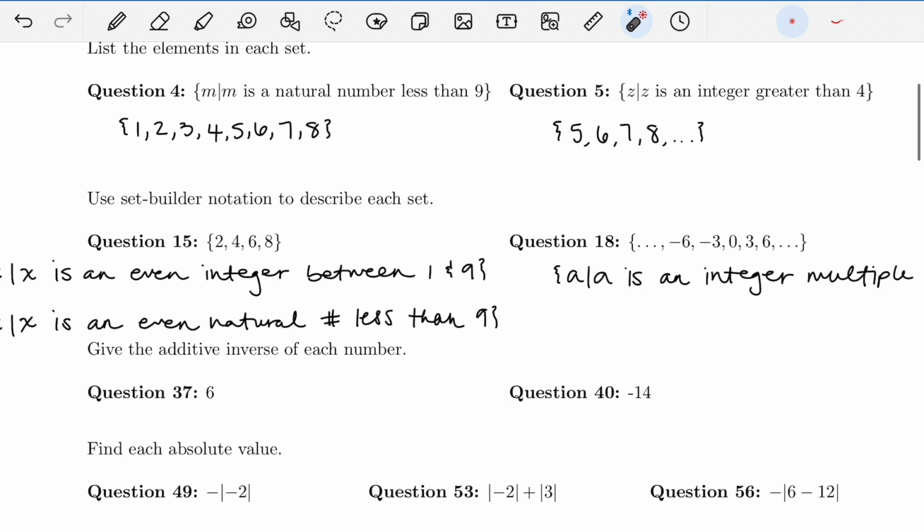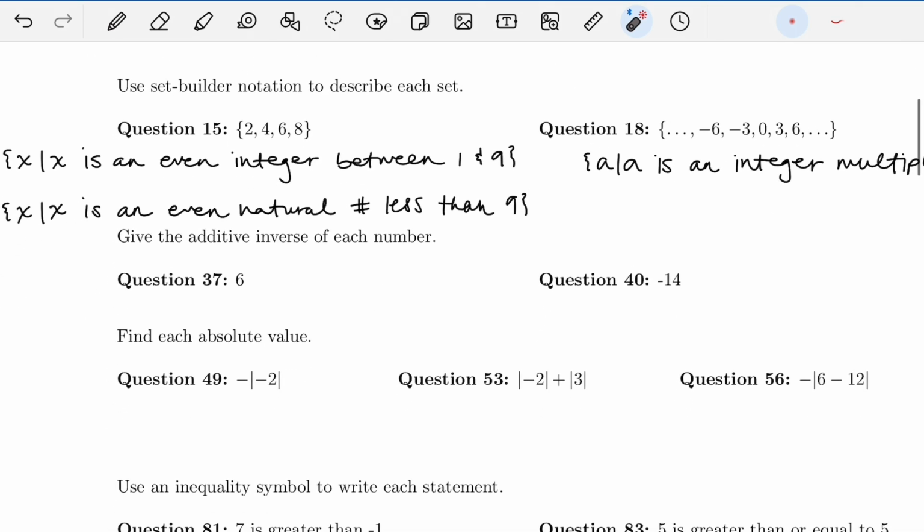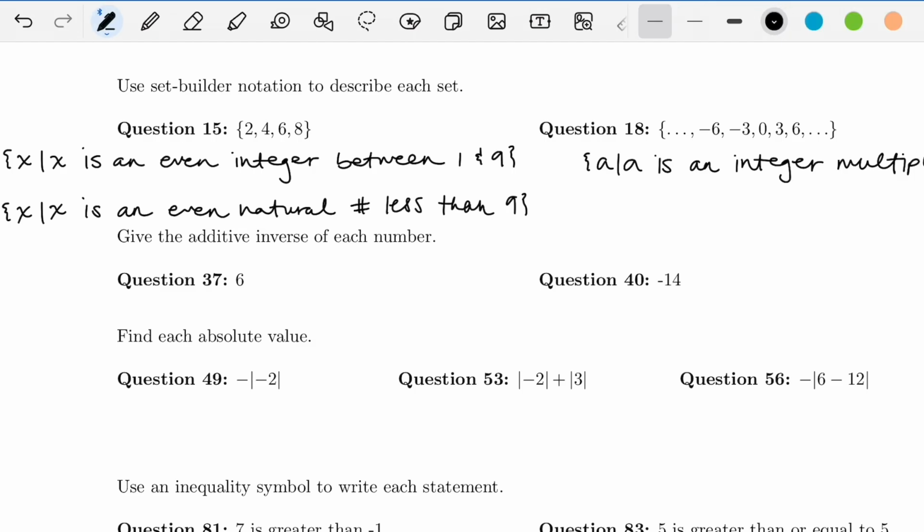All right, let's move on to 37 and 40 here. In this case, we just want to give the additive inverse of each number. This one's pretty simple. The additive inverse in this case is just going to be the opposite. So the opposite of 6 is going to be negative 6. The opposite of negative 14 is going to be 14. Okay, so not too bad.